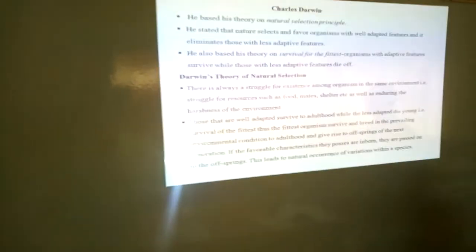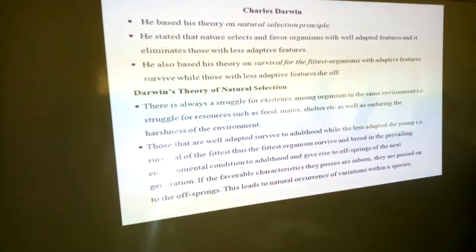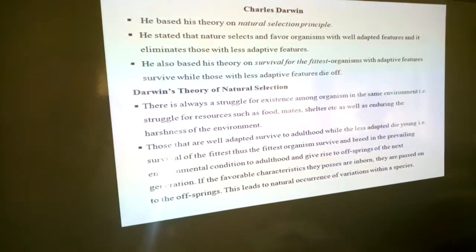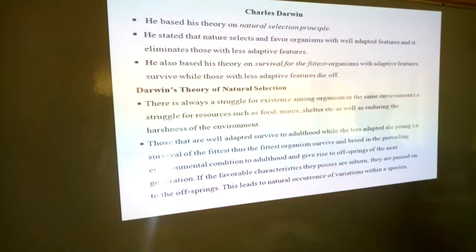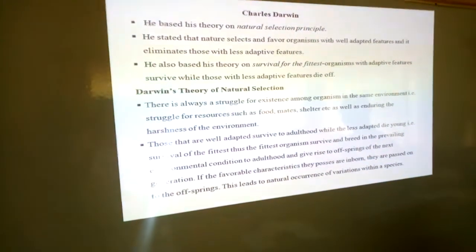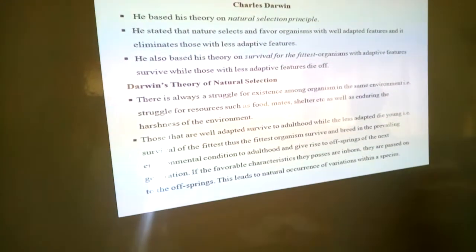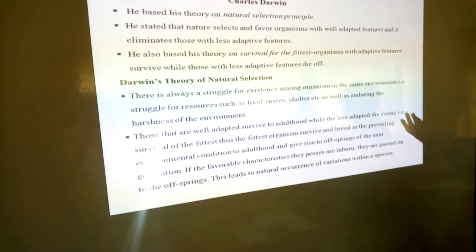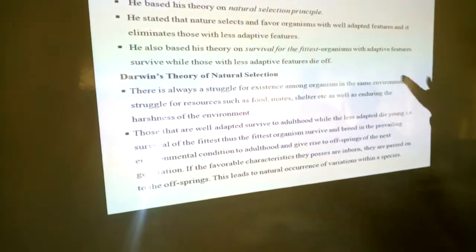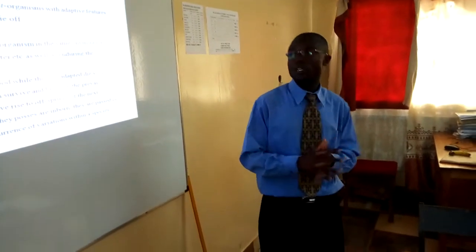Charles Darwin stated that nature selects and favors organisms with well-adapted features, and it eliminates those with the less adaptive features. He based his theory of natural selection on survival of the fittest. Organisms with adaptive features survive. They grow to maturity. Those with the less adaptive features die off because competition is too tough for them.